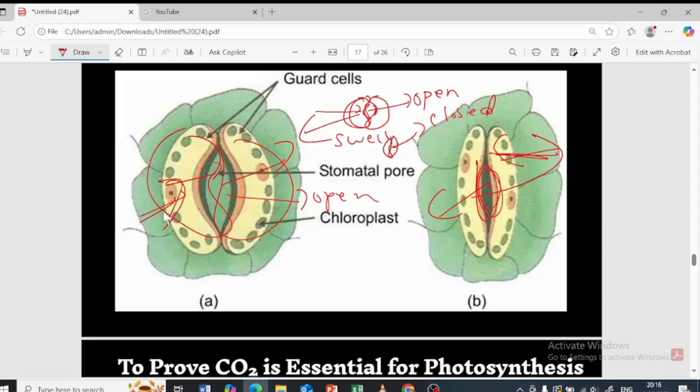When the water enters into the guard cells, they are going to swell and the stomatal pore is going to open. When the water gets out of the guard cell, it is going to shrink and the stomatal pore is going to close. So that is going to take place.